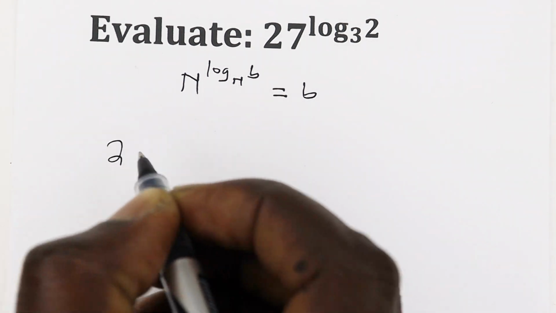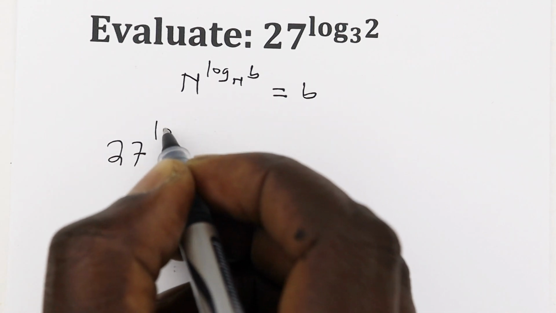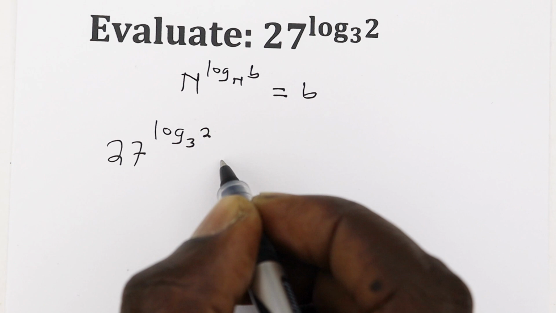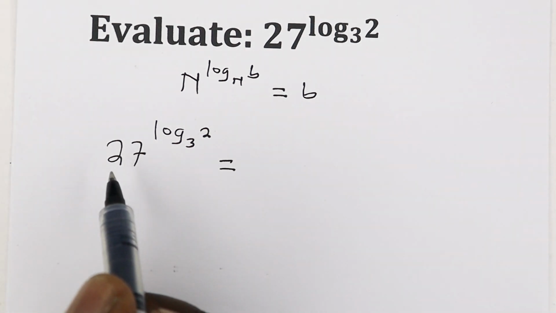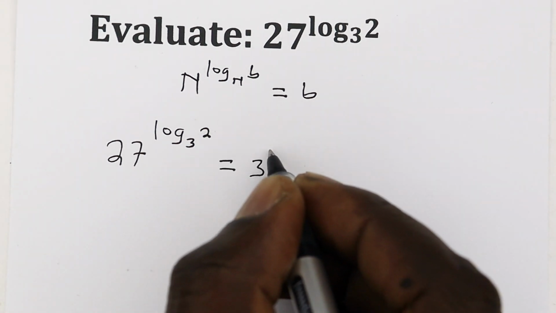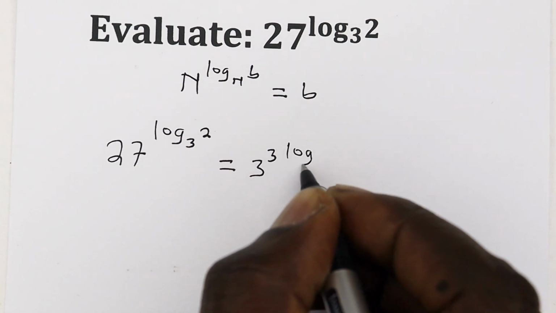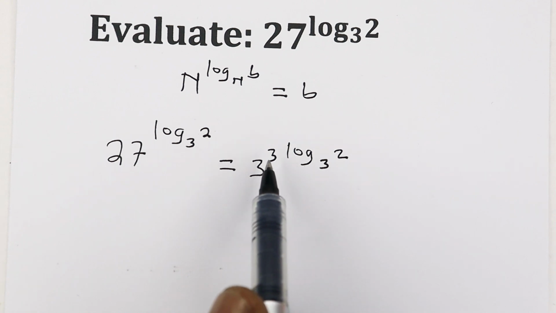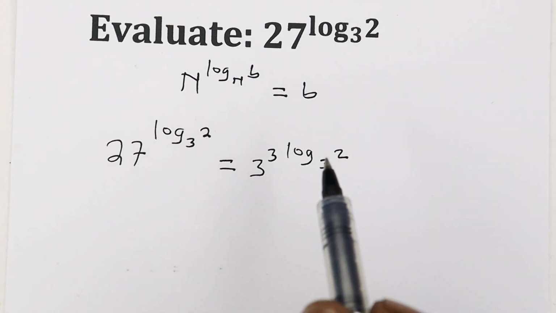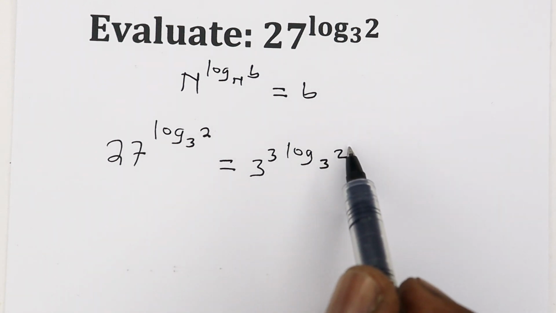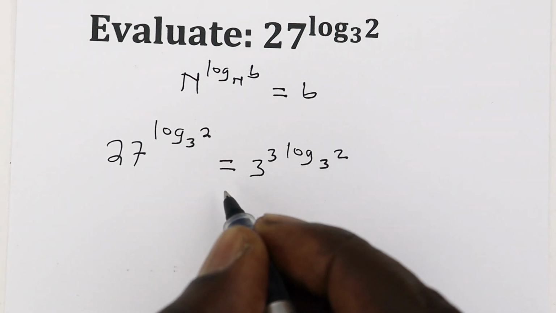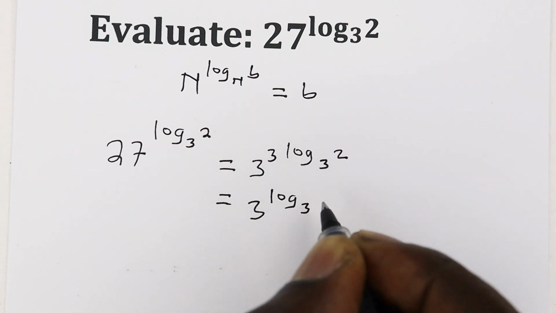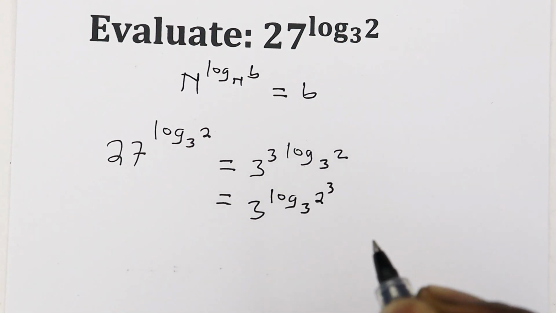So we have 27 raised to the log to base 3 of 2. So we can rewrite this 27 as 3 raised to power 3, then log to base 3 of 2. So now we can use the third law of logarithms and take this 3 to the other side, so that we have 3 raised to log to base 3 of 2, all to the power 3.